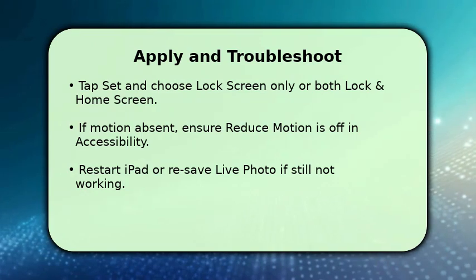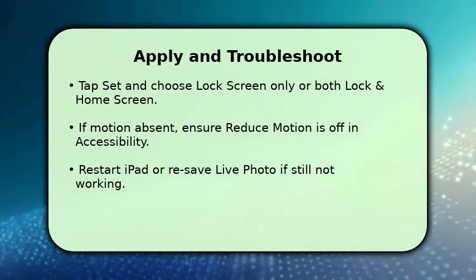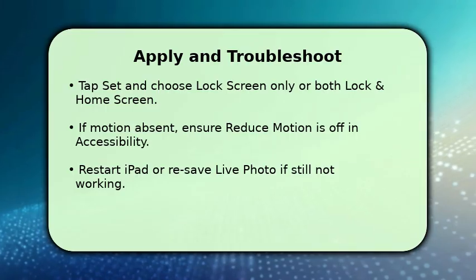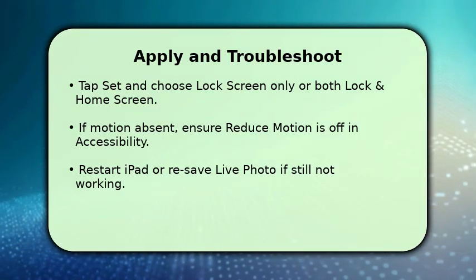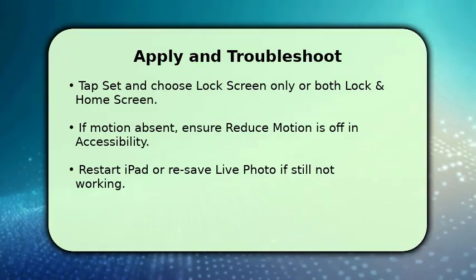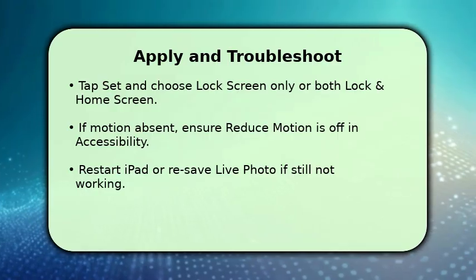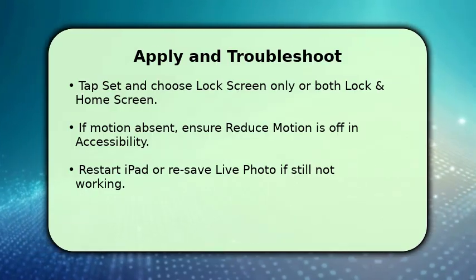Finish by tapping Set and selecting Lock Screen only or both Lock and Home Screen. This applies the moving live photo as your lock wallpaper. If the motion doesn't play, check Accessibility Motion and make sure Reduce Motion is off. This setting prevents parallax and live photo animations.